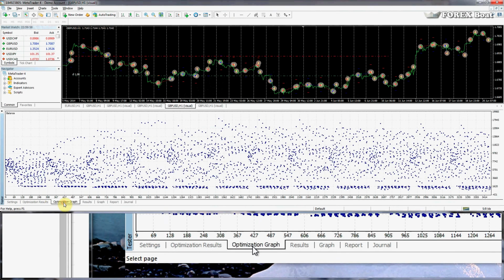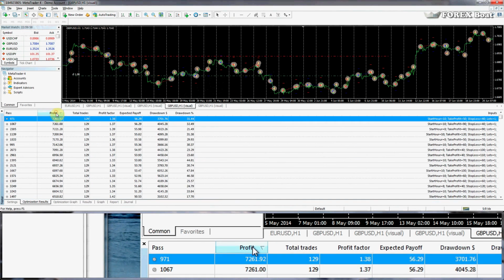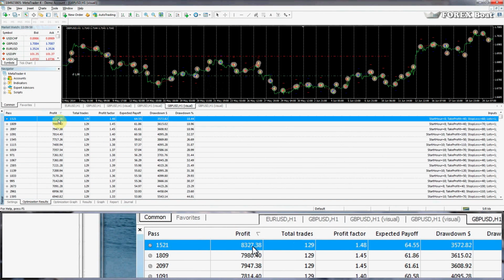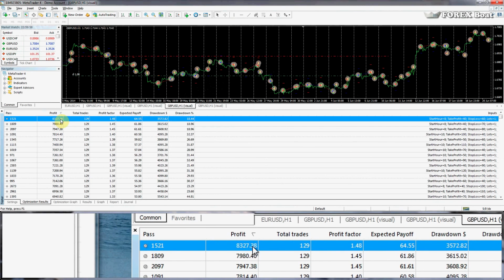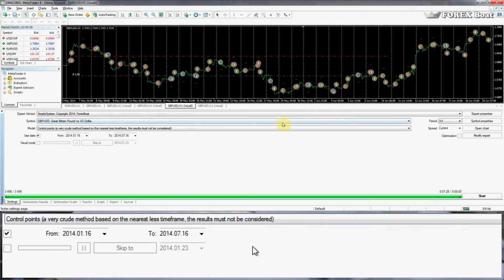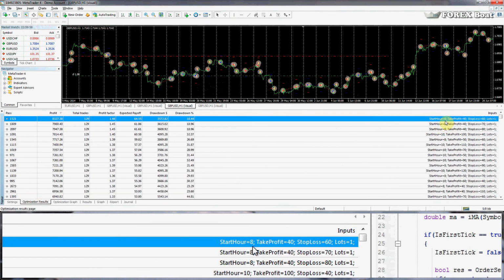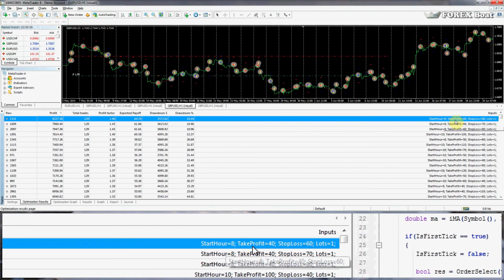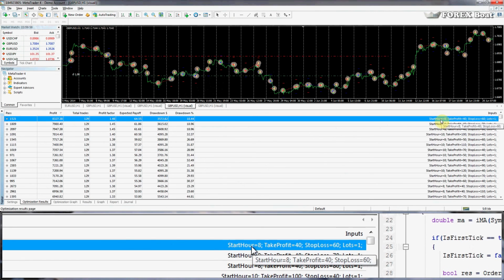There we go. So if we go optimization graph and we sort by profit, we can see that the most profitable combination yielded $8,000 in 6 months. That's nearly double of our initial $10,000. So let's set those input parameters and let's see what that is. Or we can go back here. As you can see here on the right, the start hour is 8, take profit is 40, and stop loss is 60. So the actual best hour was actually 8, not 9.